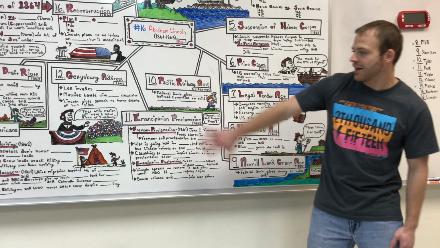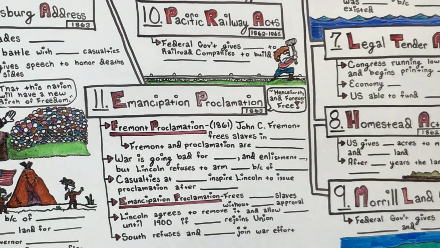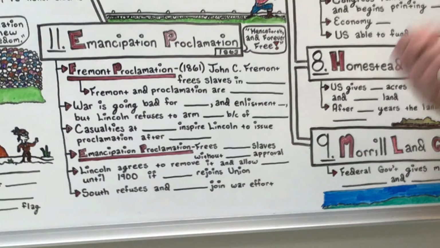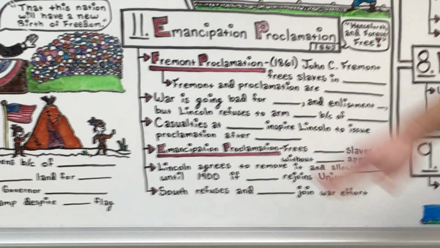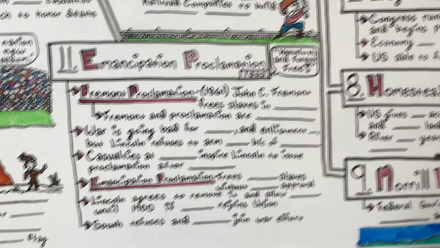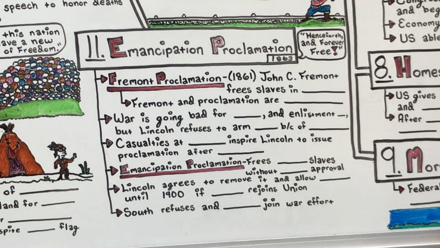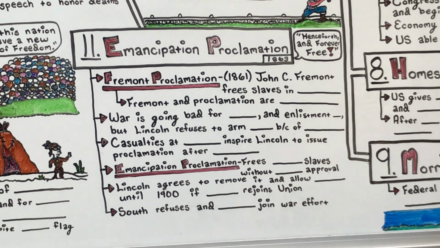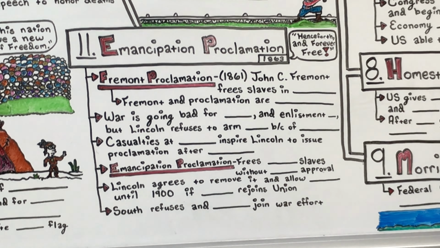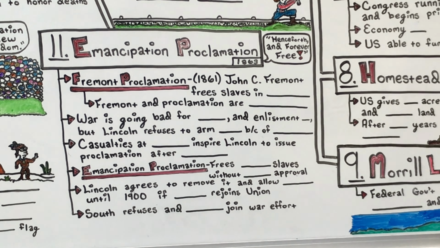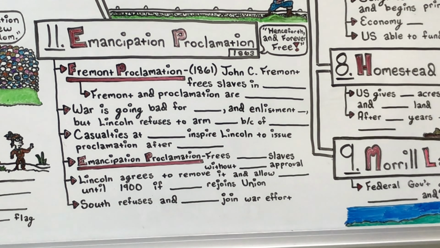Next up, the Emancipation Proclamation, probably the thing that Lincoln's most famous for, but there is more to that story. It starts with John C. Fremont, who's a famous explorer, starts the Bear Flag Republic in California, also a military hero. And basically, he's in charge of Missouri. And he frees the slaves in Missouri. But Missouri, if you remember, is a border state.